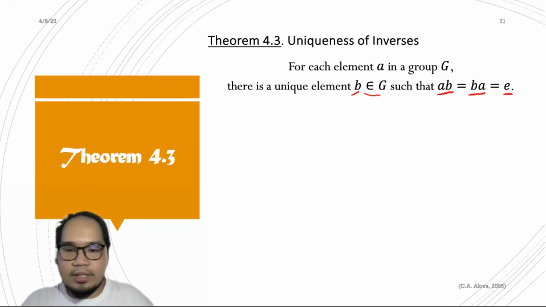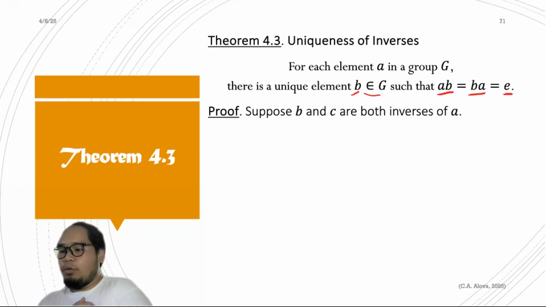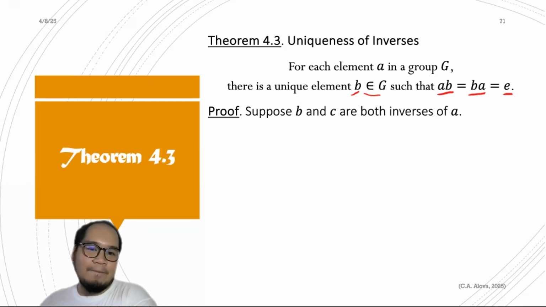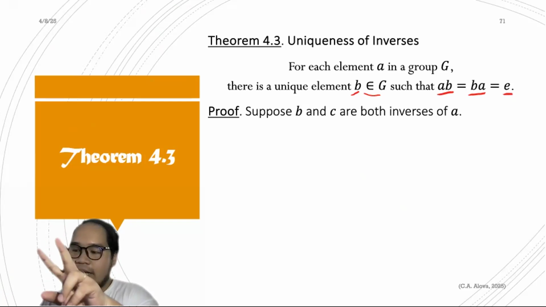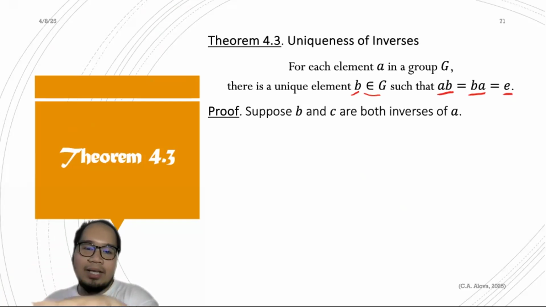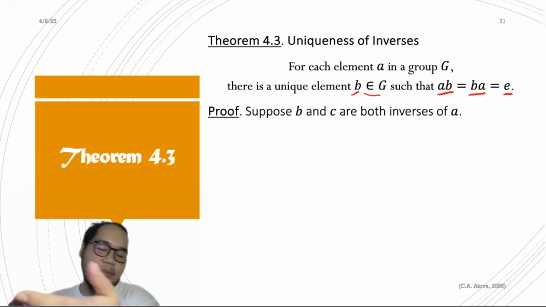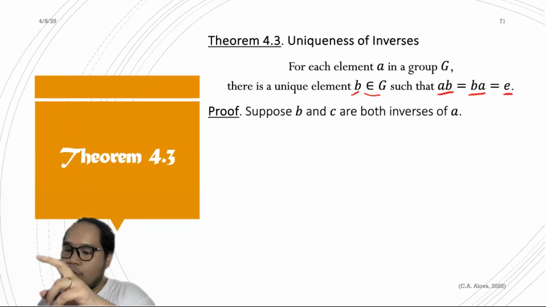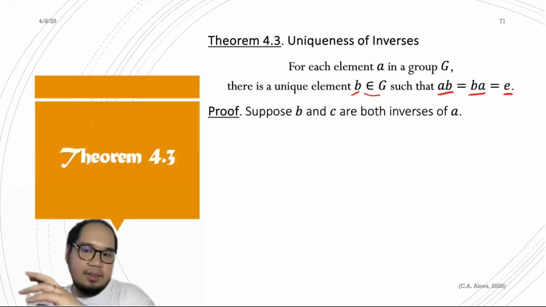So let's prove this. Let's start with an opening where we suppose that both B and C are inverses of A. Again, this is a proof technique called a uniqueness proof. The gist of the proof is, let us say that there is no unique element, meaning there are two elements. Towards the end, we want to show that these two elements are equal, indirectly saying that there's only one element with this property. So we have two inverses, B and C, and what we want to show is that they're equal.